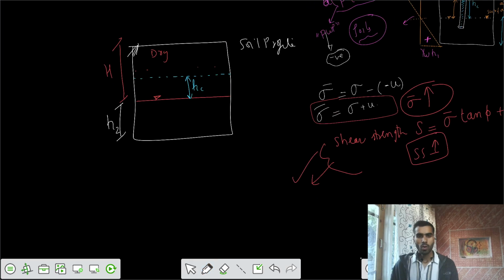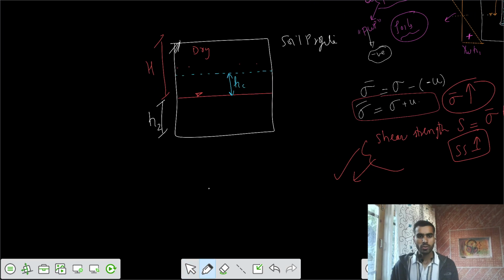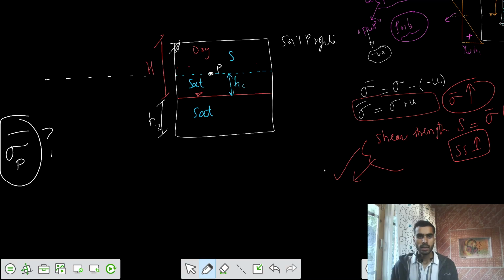Now tell me, what is the effective stress at this level? At this level, there is a point P. We need to calculate the effective stress at the point P. This soil is saturated, this soil is also saturated, and this soil is dry. To calculate the effective stress at any point P, I would first calculate the total stress at that point P. So what is the total stress at that point P?